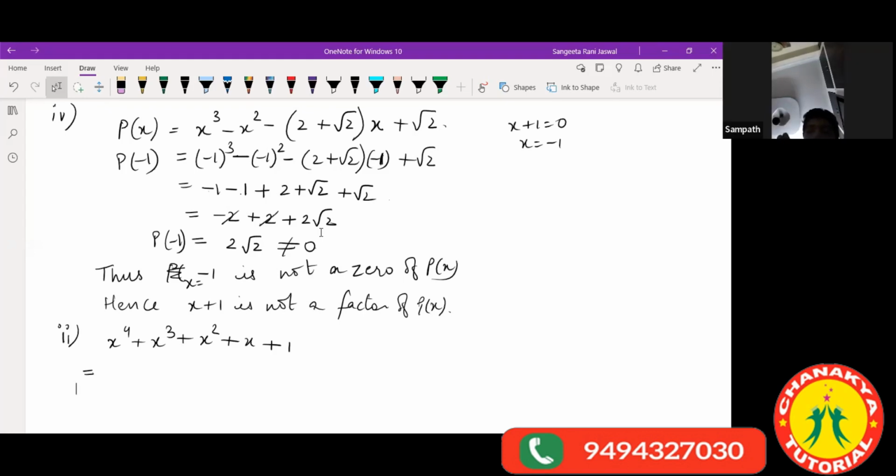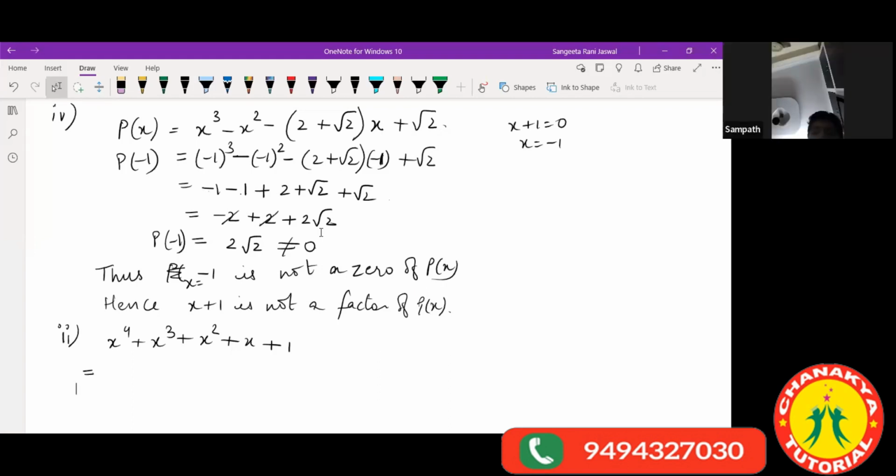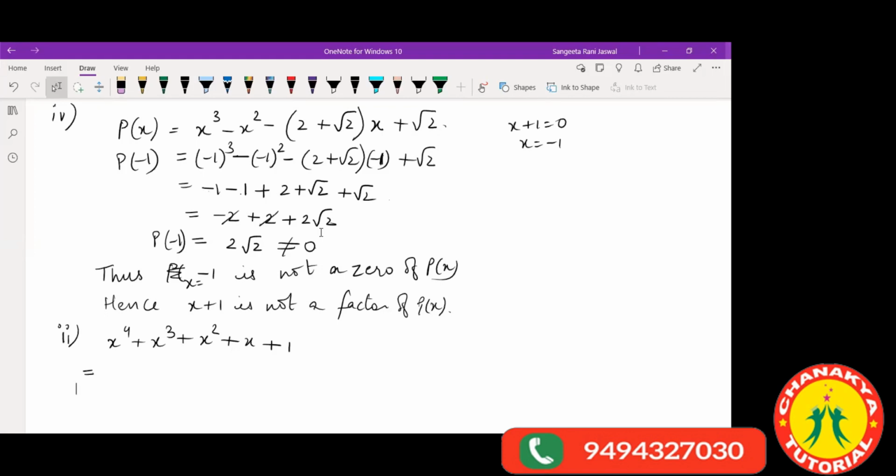Ma'am, it's not a factor of this polynomial, ma'am. Yes, x plus 1 is not a factor of this polynomial. Ma'am, because we are getting 1. Okay, are all getting the same? Children, are you all getting the same?